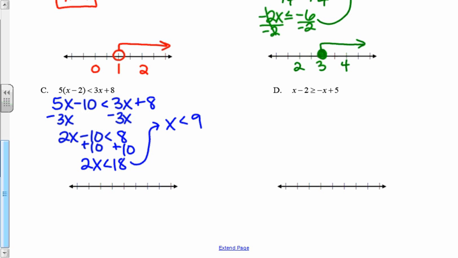And we get x is less than 9. So I'm going to put 9 on the number line, a number greater than, a number less than. 9 is not included, and we're going to the left because it's less than.